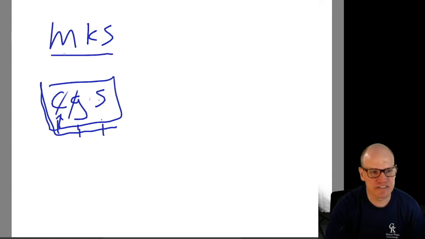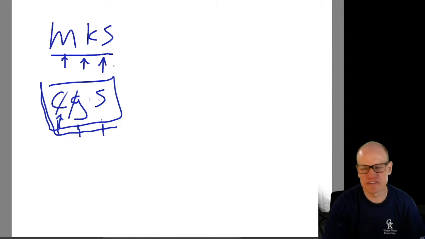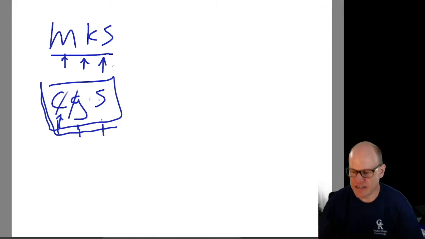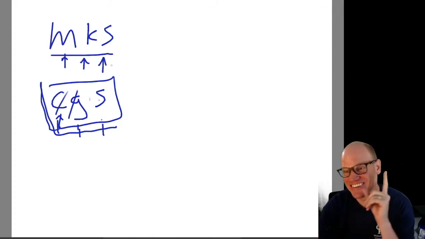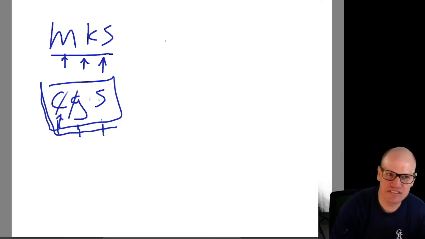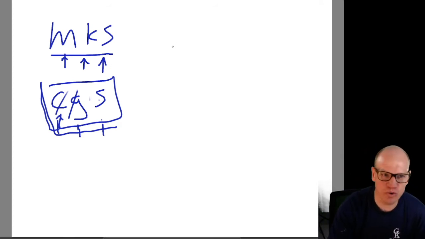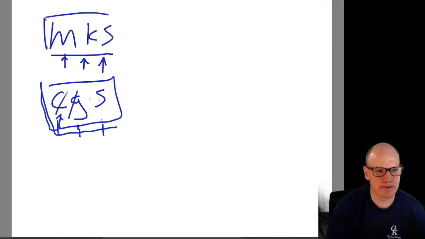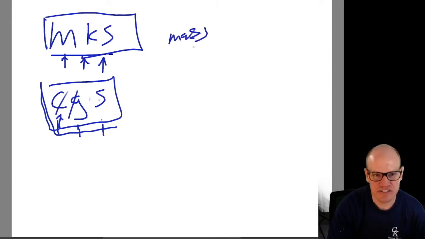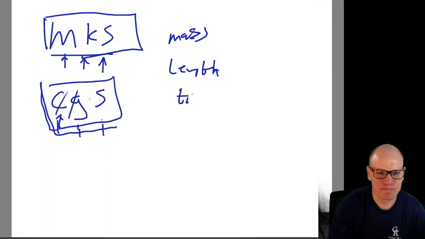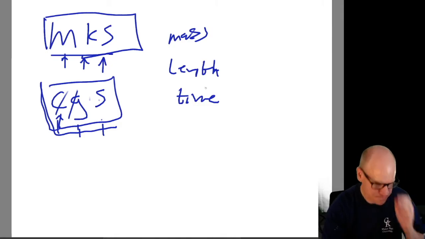The MKS system, which is meters, kilograms, and seconds, that's what the international system uses. Again, there are not 8, there are 7 fundamental units in this system. And the 3 most important ones, in my opinion, and as evidenced by this abbreviation, are mass, which is the kilogram, length, which is the meter, and time, which is the second. So mass, length, and time. This is kilograms, meters, and seconds.